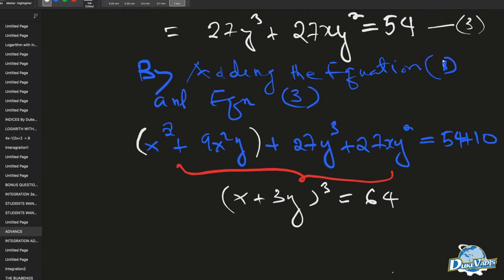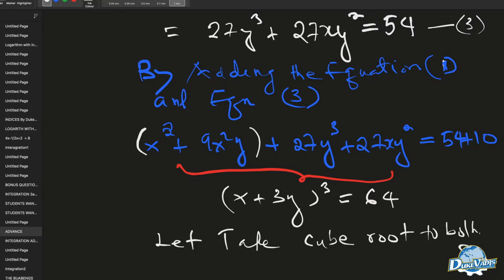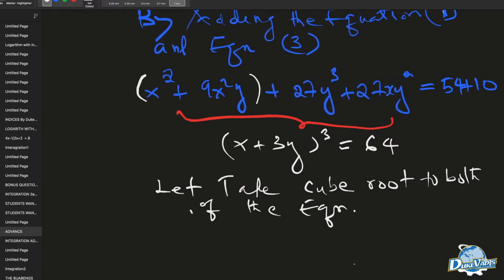Isn't that beautiful? Now let's take cube root to both sides of the equation. So now we have x plus 3y cubed is equal to 64.